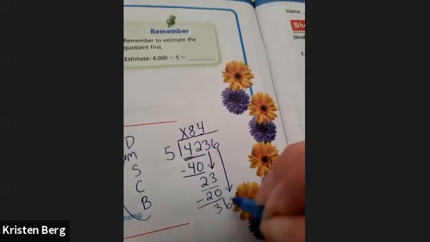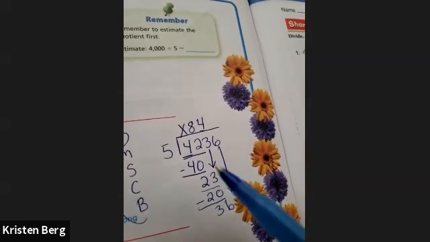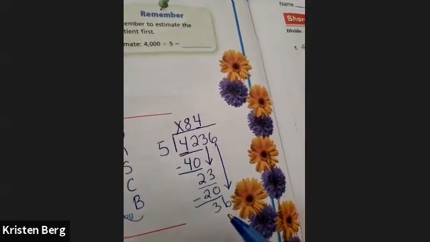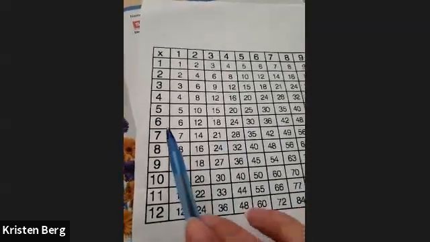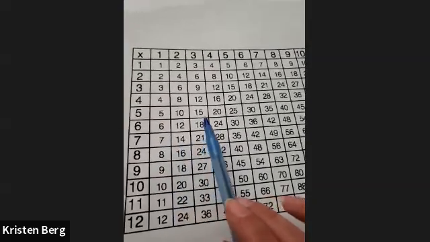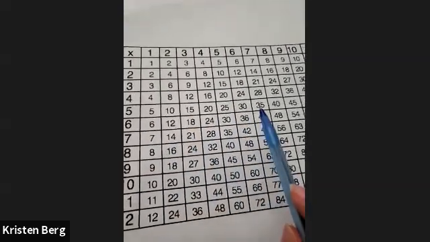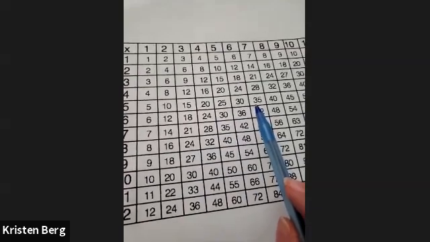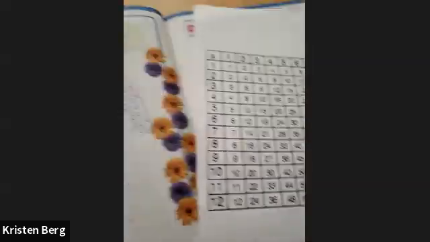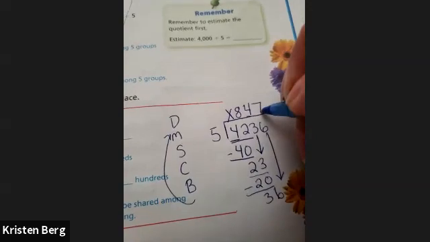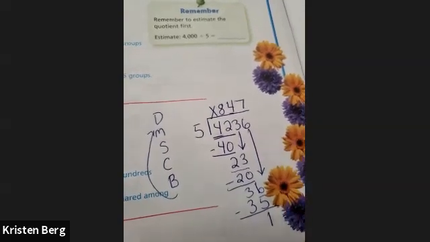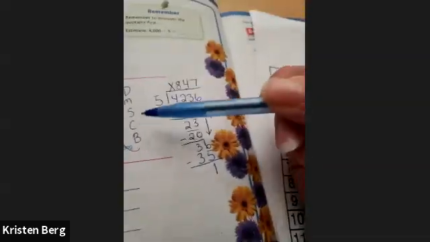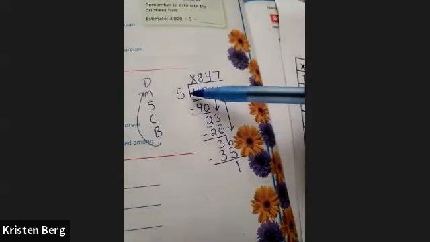Bring down my 6. So then I have to see how many 5s can go into 36 without going over 36. Going by 5s to 36 without going over, the closest I can get is 35, and that is 7 times. So I'm going to put a 7 up here. 7 times 5 is 35. Subtract, that would be a 1. Now I just subtracted, I checked it, it is smaller.